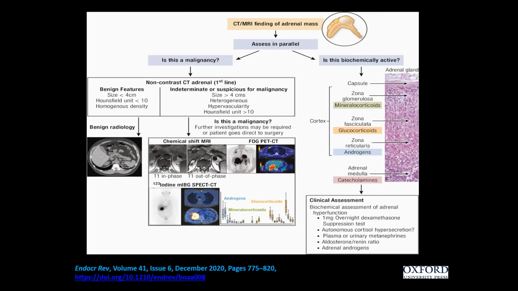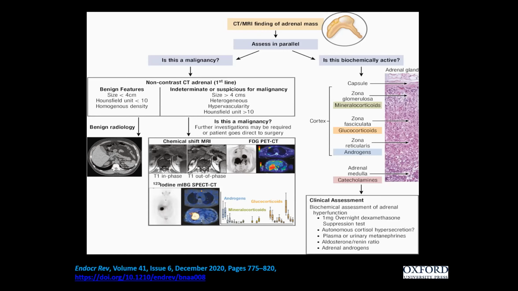For a patient who has a history of other cancer, you do an FDG PET to see if the lesion is highly metabolically active, versus more benign radiology, where the size is under 10 centimeters, the Hounsfield units are under 10, and there is a very homogeneous density. So that gives us at least an idea in terms of how this lesion may be.